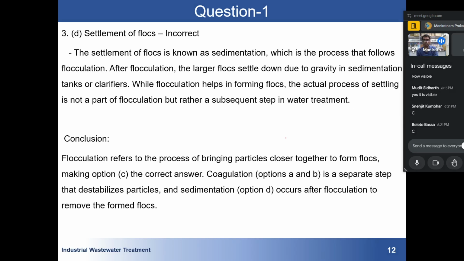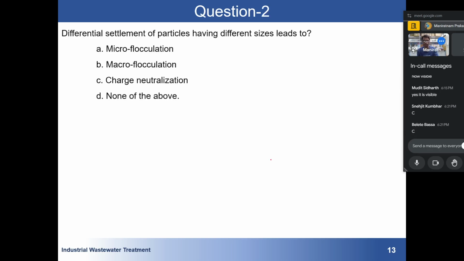Then settlement of flocs is incorrect. Once the flocs are formed, it is simple sedimentation, and all the formulas which we have read about sedimentation apply. If anyone has already done the wastewater course, there we have discussed the settling velocity and all these things. Once the flocs form, everything will be in the normal form. Okay, that is what flocculation refers to.